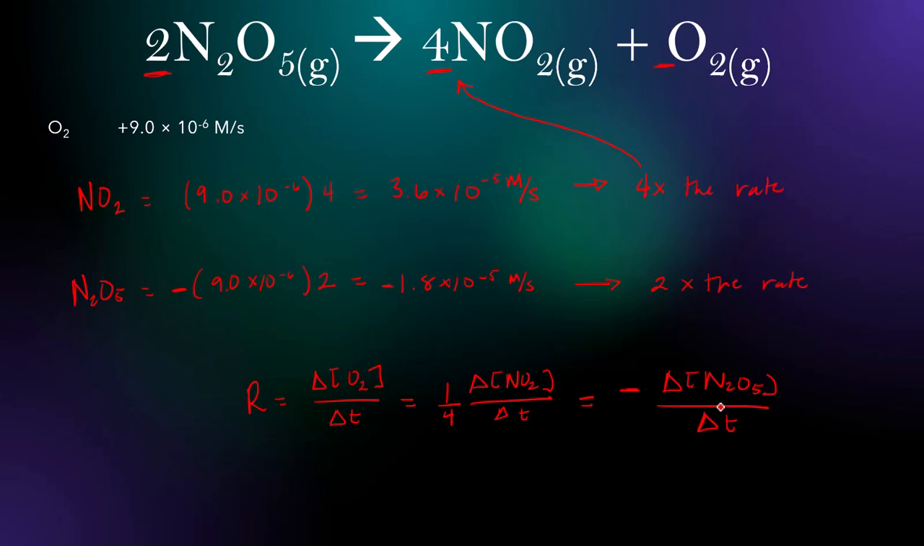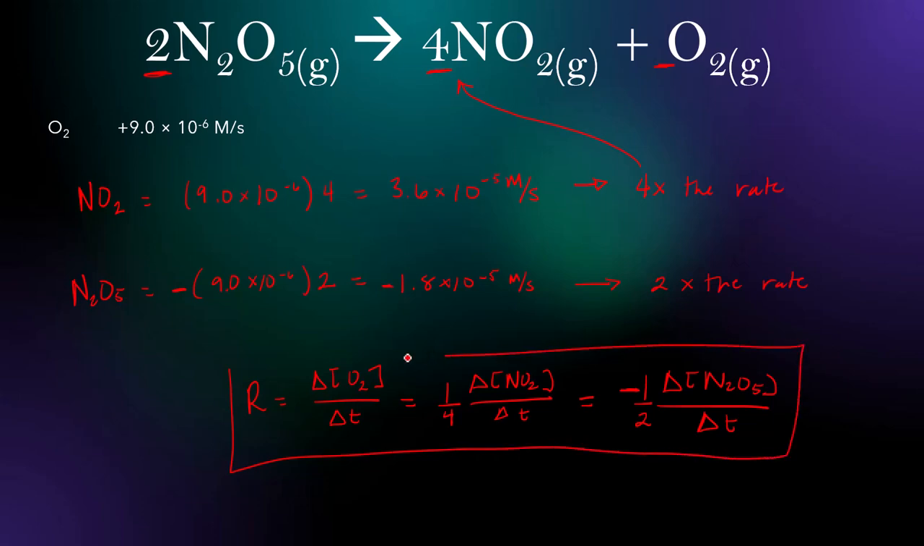Now, what do I have to multiply N2O5 by to make sure that it equals these two? Well, it's actually going to be twice the rate, so I have to divide it by 2 to make sure that they equal each other. So now I have all of these equal to each other, and that's going to be the average rate of reaction for this equation. And again, the fractions are just coming from your coefficients in the balanced equation.